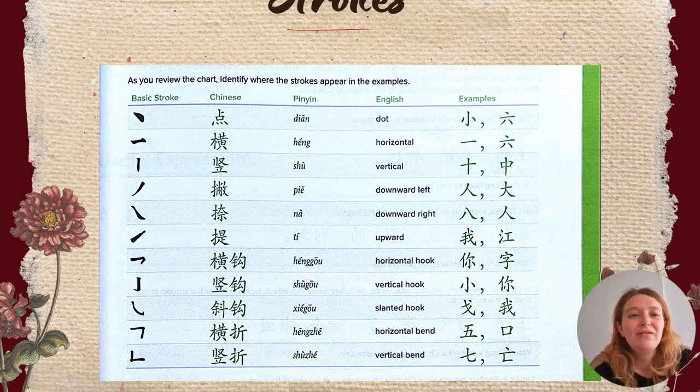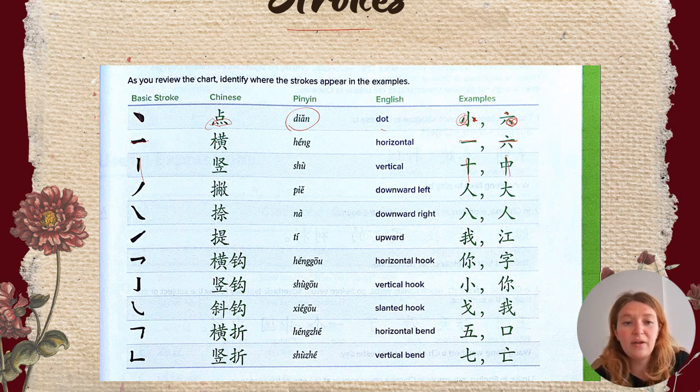So first we've got dian, which is a dot. Here is the dot, here is the dot. Actually, you'll find that this is not a dot and this is not a dot, because this one goes the wrong way, this one is too long. So dian is a dot. But actually the character for dian has 3 dian in it, but not this one. Heng is a horizontal stroke. So here we have 1 heng, here we have 1 heng. Shu, vertical, so vertical, vertical.